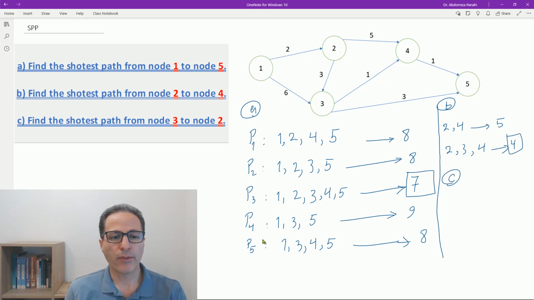In part C, we want to start from 3 and go to 2. From 3, I cannot go to 2 directly, and we cannot move to 1. If we go to 4, from 4 we can go to 5, and there's no ending for this. We cannot continue and reach 2. From 3 also we can go to 5. Again, there's no outgoing arc from 5. So in this case, there is no path. So we say that the shortest path does not exist in this case. And our algorithm must give the same answer.